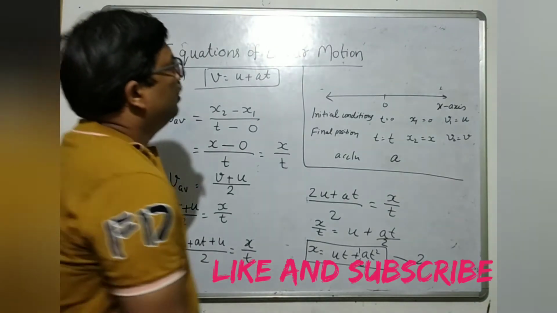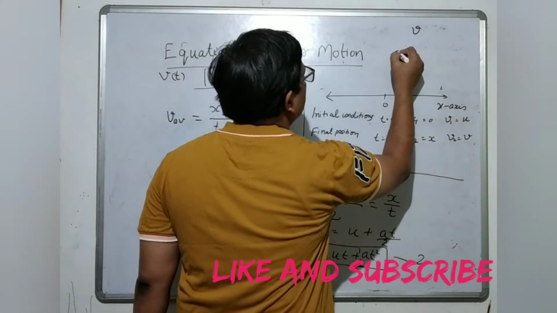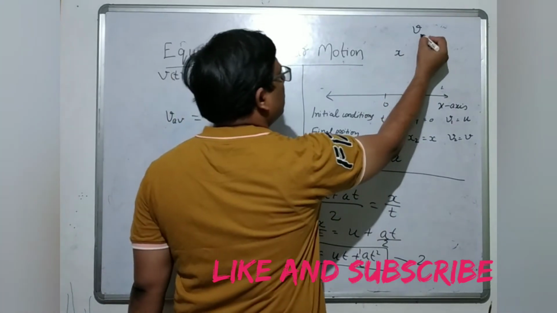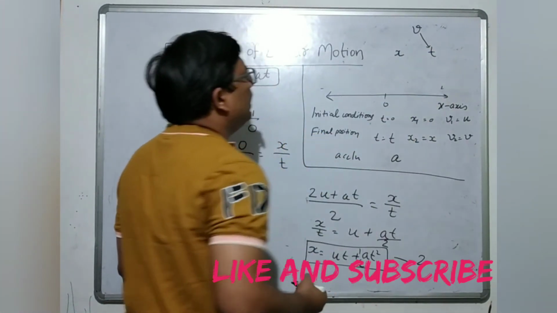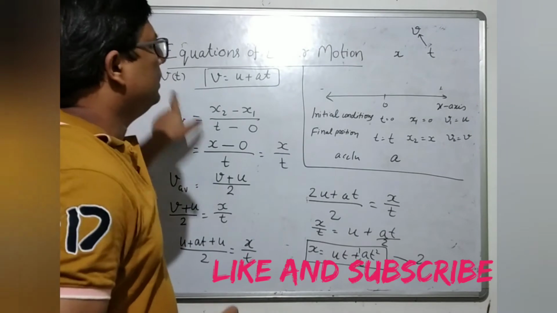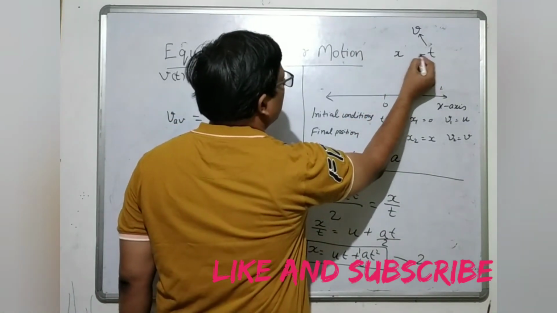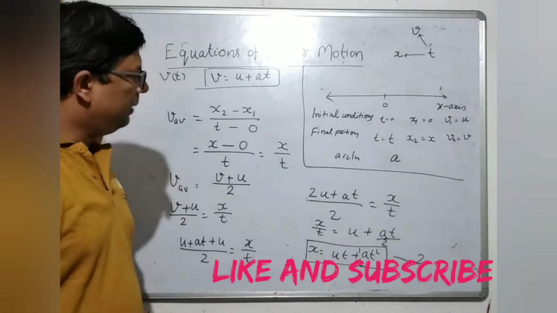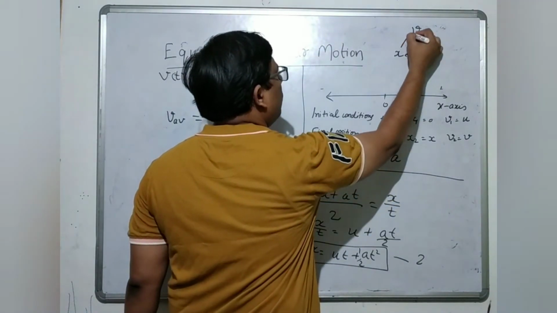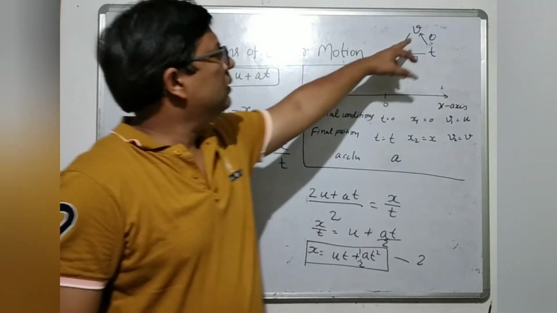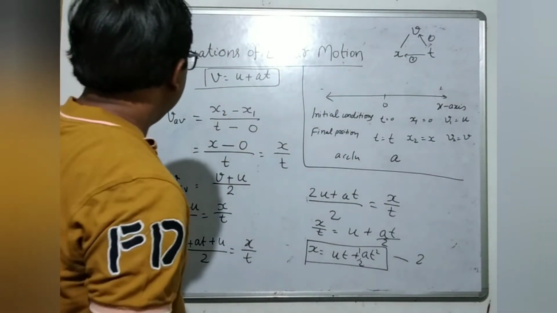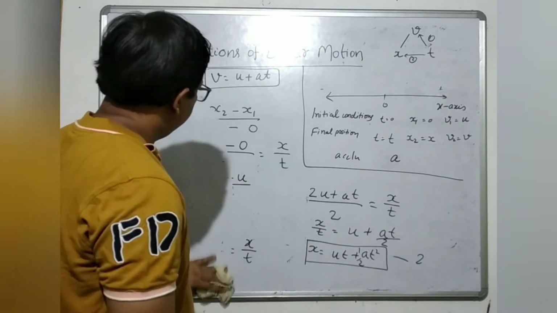See, we have velocity, x and time. So we come to know how velocity changes with respect to time. If time is given, we can calculate velocity from the first equation, and if time is given, we can calculate displacement from the second equation. This is the first equation, this is the second equation. Now we want to know the relation between velocity and position. What is the relation between velocity and position?